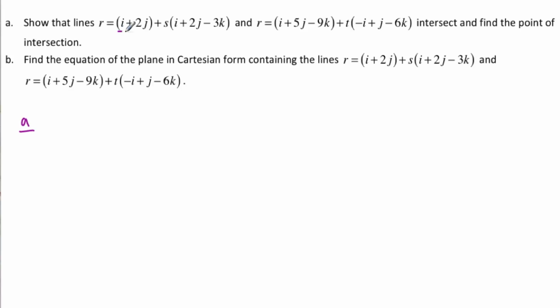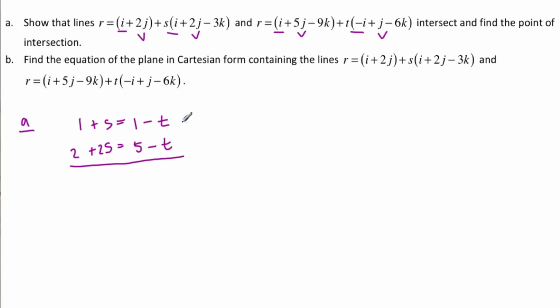So what I'm going to do is take just the x pieces and set them equal to each other, so that's 1 plus s equals 1 minus t, and I'll take the y pieces and set them equal to each other. So that's 2 plus 2s and 5 minus t. I'll do simultaneous equations here.